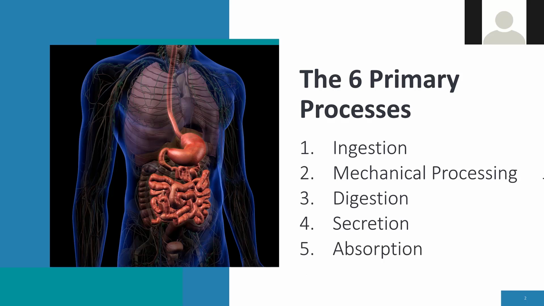And then fifth is absorption, right? Just like we said, once everything's down to that true micronutrient level, it then has to actually be absorbed into the body, into the interstitial fluid, and then ultimately into the bloodstream, into the tissues, into the structures. And then the last one is elimination, the excretion, right?